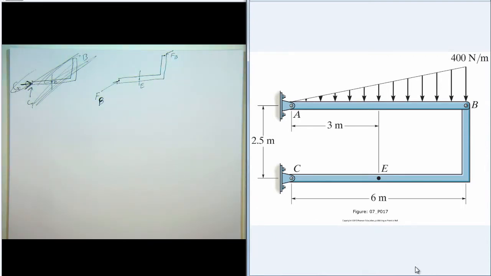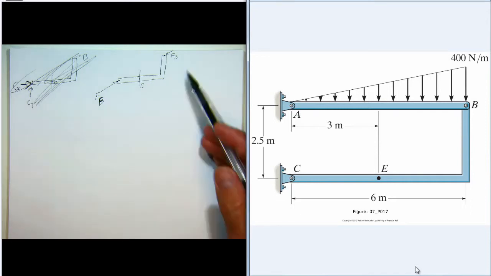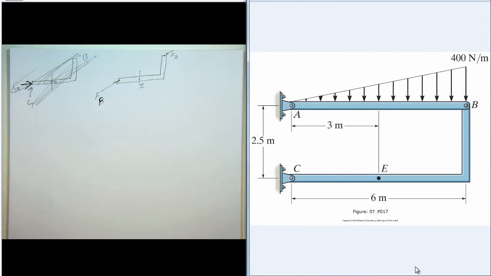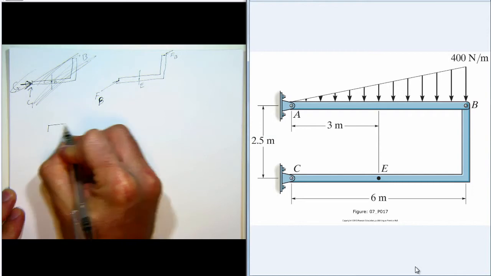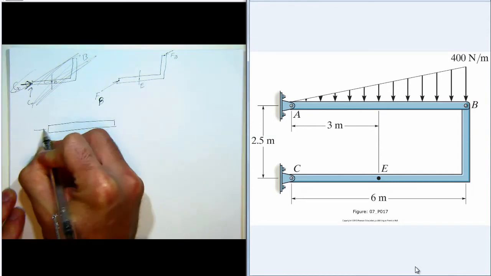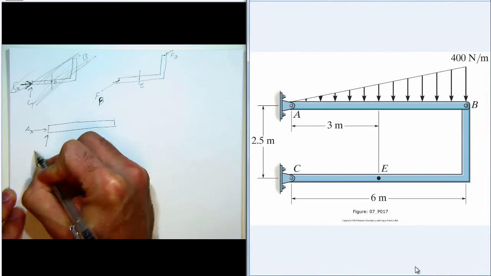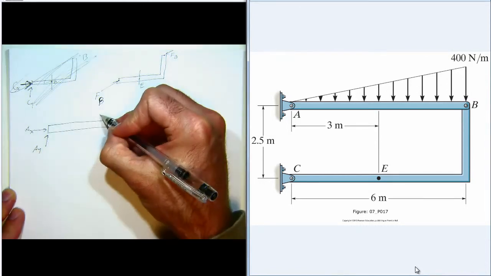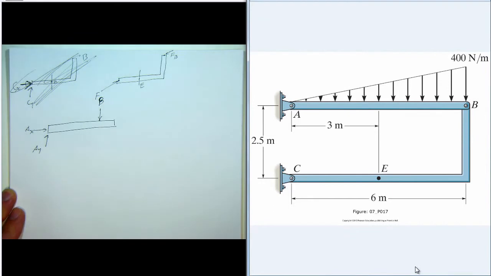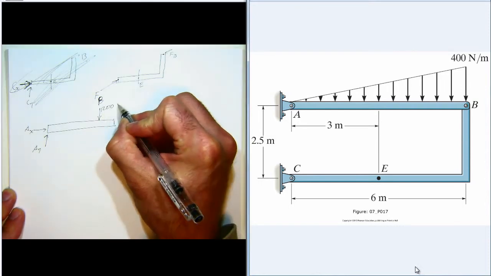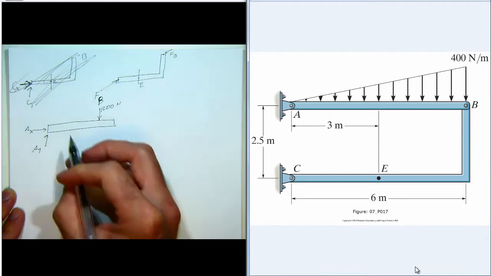So we need to go up and draw the free body diagram for AB first in order to find this FB. And then we can come back and find the internal forces at E. So here's the free body diagram for member AB. We've got Ax, Ay. I'll go ahead and draw the equivalent force. The area of that triangle is 1/2 times 6 times 400, so that's 1200 newtons, and it acts at 4 meters.